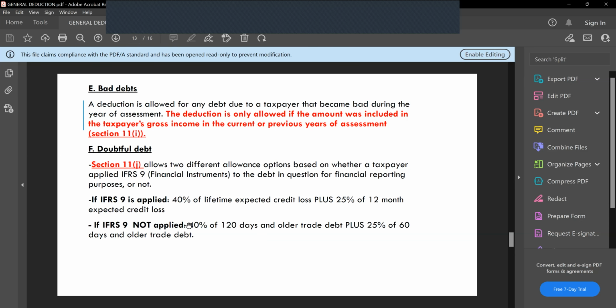If IFRS 9 has not been applied, then you multiply 40% of 120 days and older trade debt plus 25% of 60 days and older trade debt. So the question will give you the trade debt and the number of days. And if this trade debt is older than 120 days, then you multiply that by 40%. If it is older than 60 days, then you multiply that by 25%, and that's how much you get to claim as a deduction in terms of Section 11J.